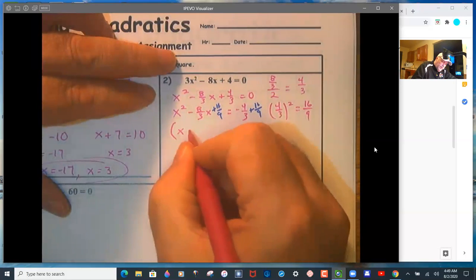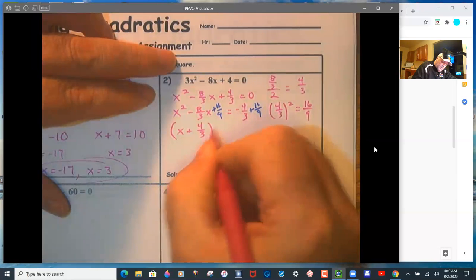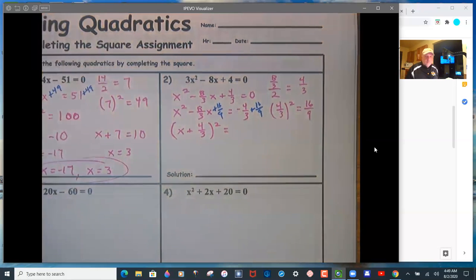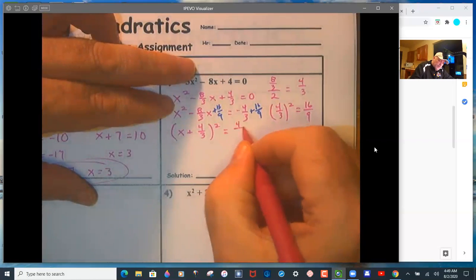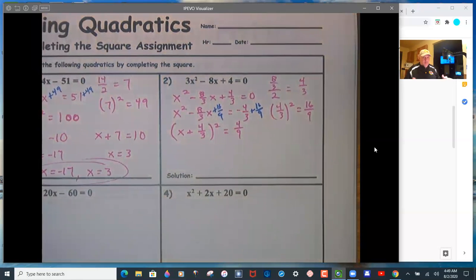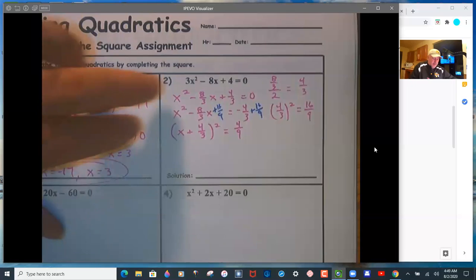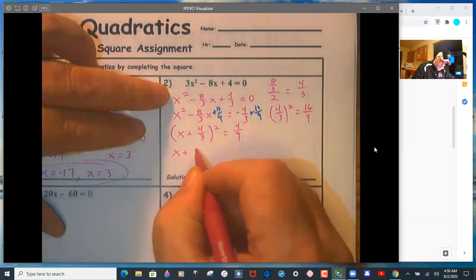So I know 100% on the left I have (x + 4/3) squared. But what is -4/3 plus 16/9? Well, it's -12/9 plus 16/9, which is 4/9. Again, there's a little bit of mental math for you. If you can't do it, you're going to have to use a calculator, figure it out.